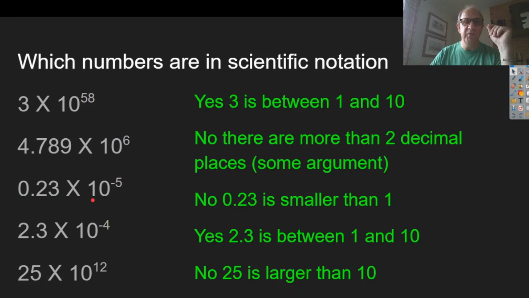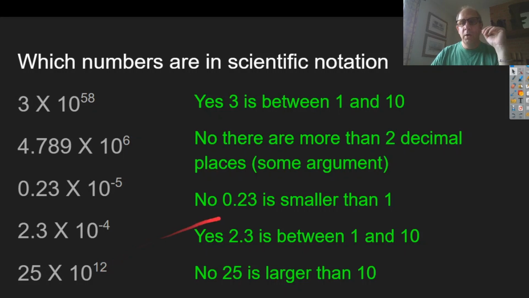0.23 times 10 to the negative 5th. No, because 0.23 is smaller than 1. 2.3 times 10 to the 4th. Yes, because 2.3 is between 1 and 10. Notice these two are actually the same number. This is scientific notation. This one is not. And our original number, 25 trillion, 25 times 10 to the 12th, is not in scientific notation because 25 is larger than 10. I can move the decimal point 1 spot over and get 2.5 times 10 to the 13th.